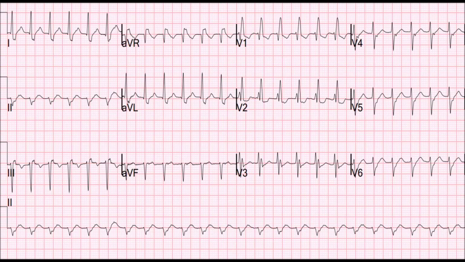So next time you see an SVT and you tell your attending that it is orthodromic AVRT, you'll be impressed. What did you say the other way was? Orthodromic and what? Antidromic.